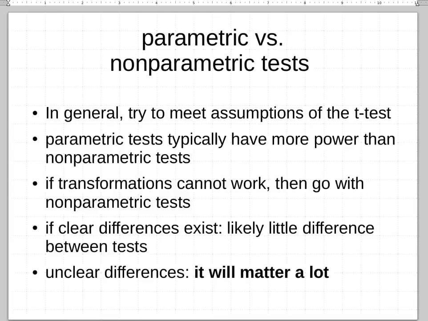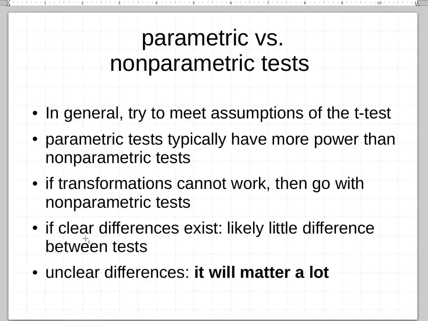So what we've just seen is the difference between parametric and non-parametric tests. In general, it's nice to meet the assumptions of the t-test. We should try to do that. We should try transformations if it's possible. But they're not always going to happen. The reason to try is because the parametric tests typically have more power to detect differences that really exist than non-parametric tests. Parametric tests are your first choice. Non-parametric tests are not going to be your first choice. And if transformations can't work, then we go ahead and go with the non-parametric tests.